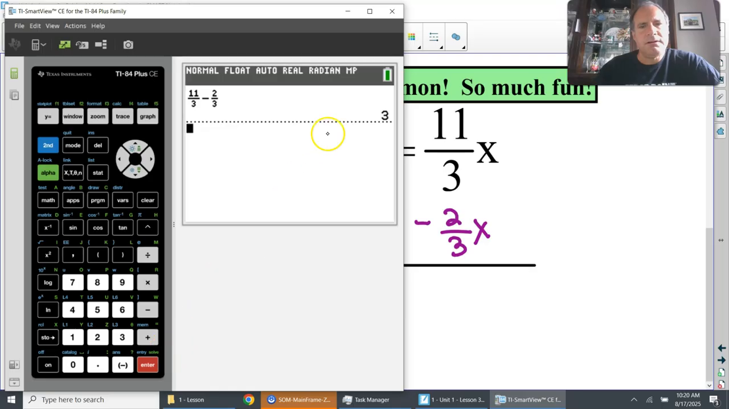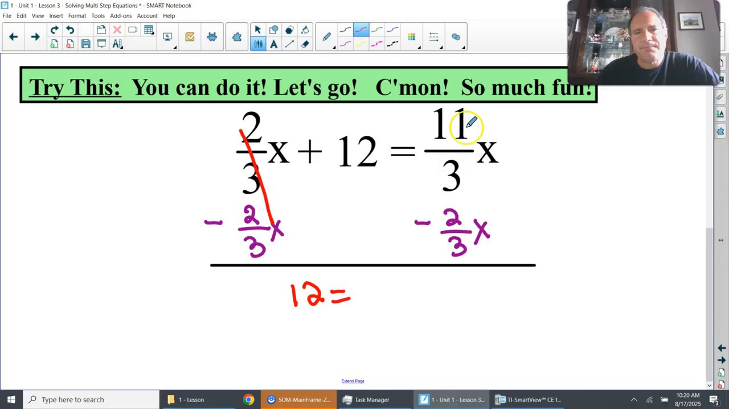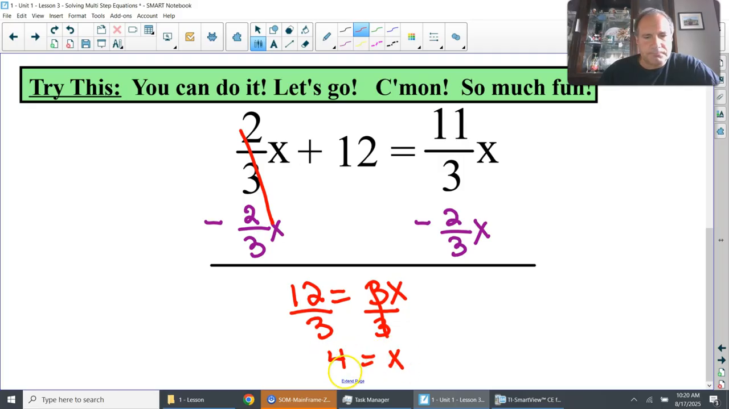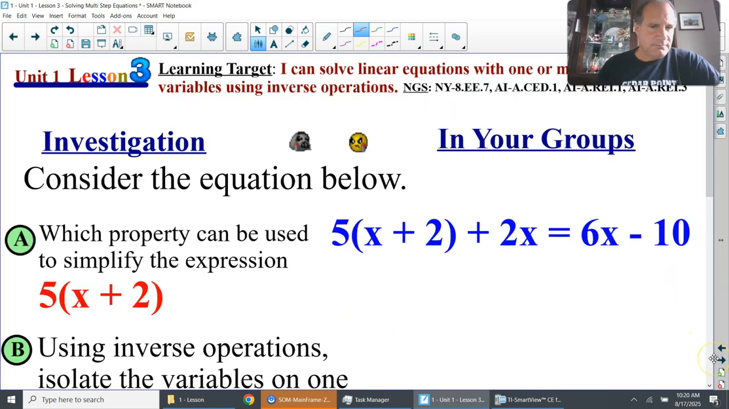And you press enter, and it's 3. It's 3 because it becomes 9 over 3, because 11 minus 2 is 9 over 3. It is 3. 9 divided by 3 is 3. And you just divide by 3 on both sides, and you get x equals 4. It looked like a difficult question. It's not.